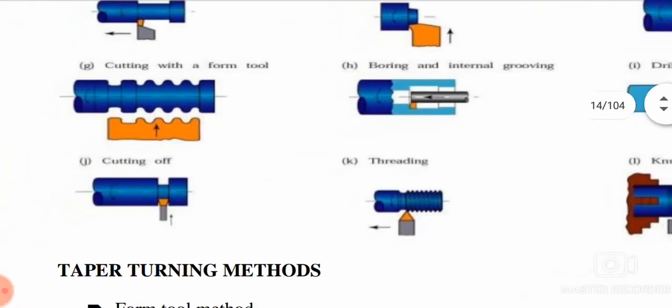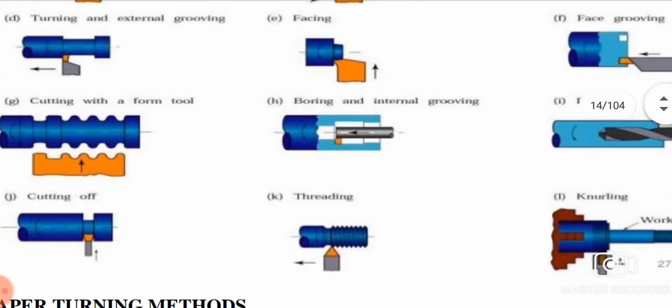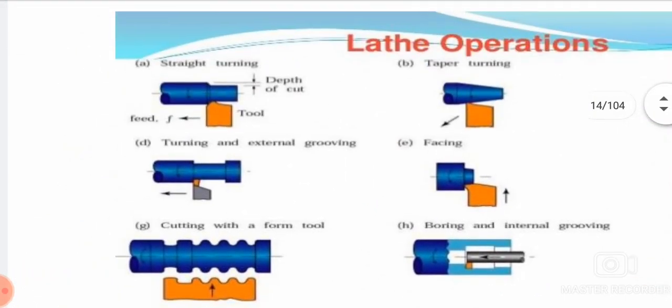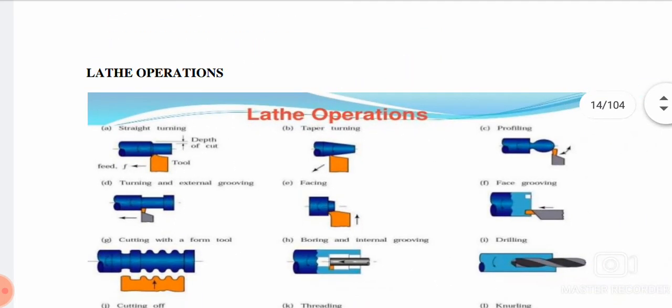Another one is drilling, cutting off, threading, and knurling. These are the lathe operations. We have initially shown the pictures and explained the diagrams.